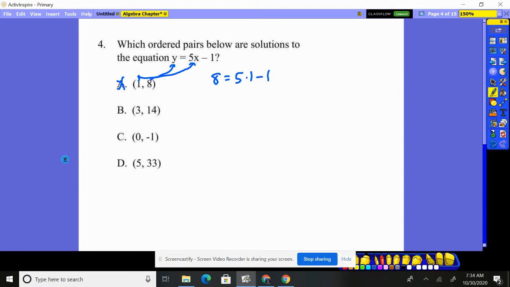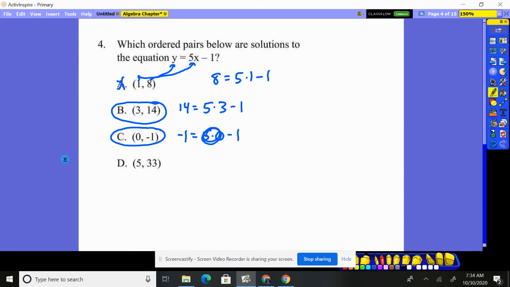So I now plug in 14 to the y, equaling 5 times the x value of 3, take away 1. That is true, yes, because 5 times 3 is 15. 15 minus 1 is 14. That works. Plugging in negative 1 for the y, 5 times the x of 0 minus 1. That's a 0, and 0 minus 1 is negative 1. So yes, C also works.